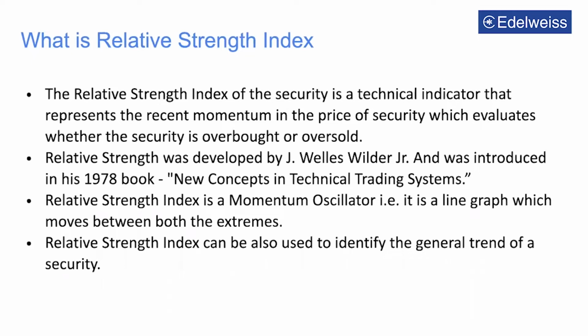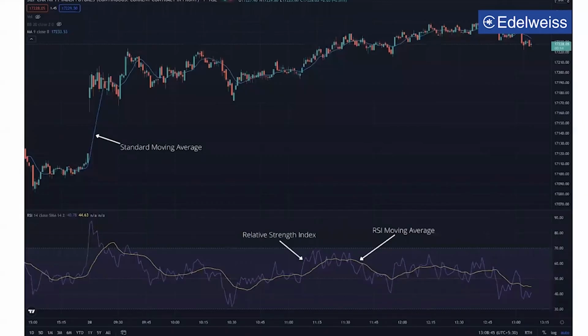RSI, the relative strength index, can also be used to identify the general trend of the security. If the security has been in an overbought situation, the trend is bullish, and if the security has been oversold, the trend can be bearish. Depending on that, RSI might be one of the most useful and very simple to learn indicators in the technical analysis field.